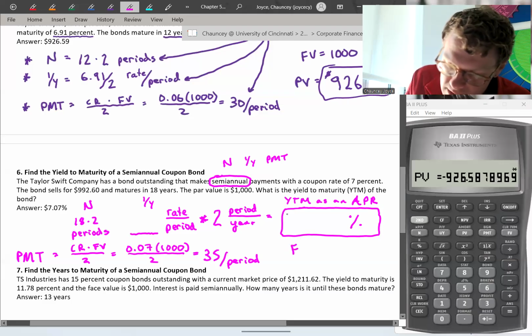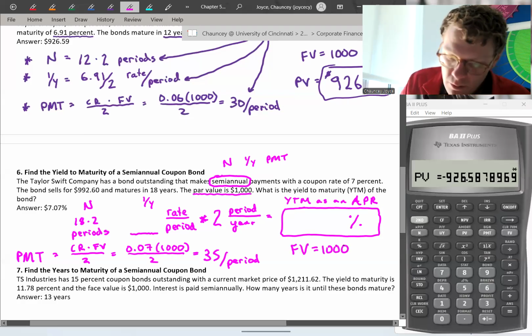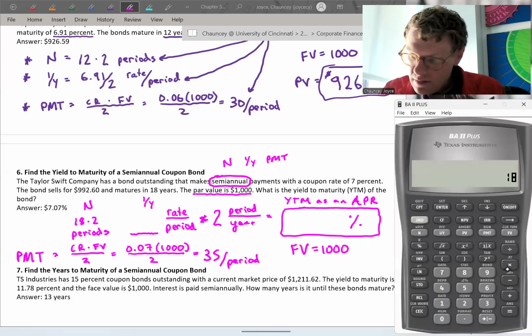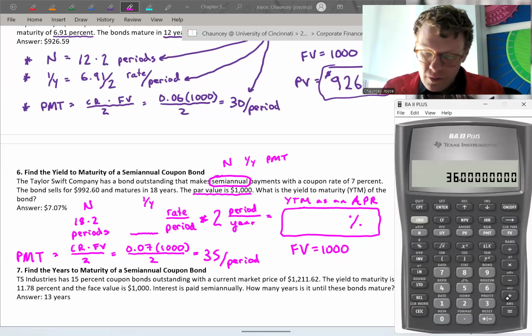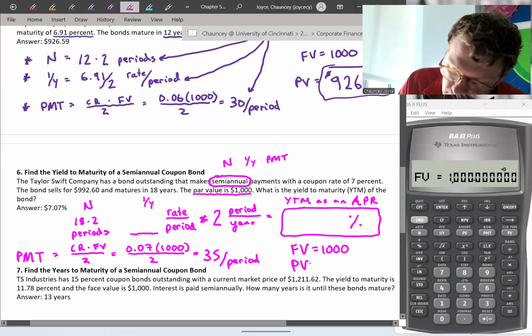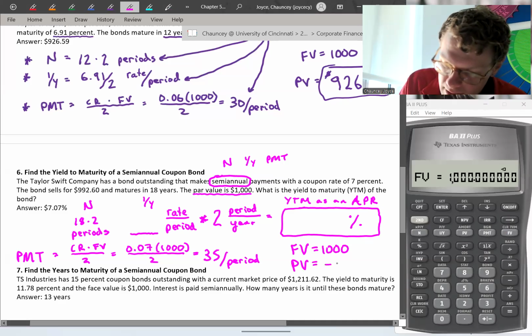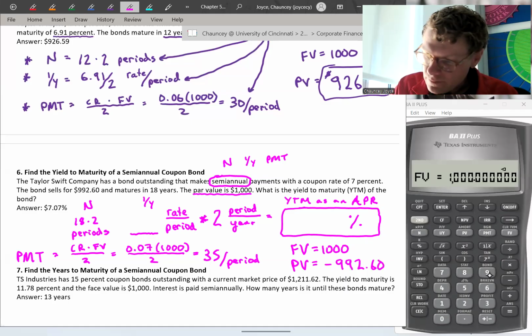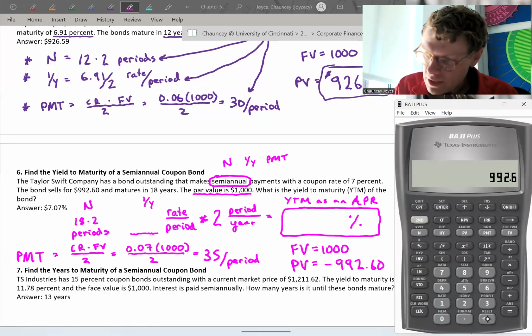So par value is the same thing as face value. That's 1,000. So all we need to do is fill out the ones we know, and then compute for the yield. So 36 is N, 35 is your coupon payment, 1,000 is your face value. The bonds sell for, that's your present value. That's currently what they're being valued at in the market. That's a negative 992.60. Make sure that has that outflow sign on it.